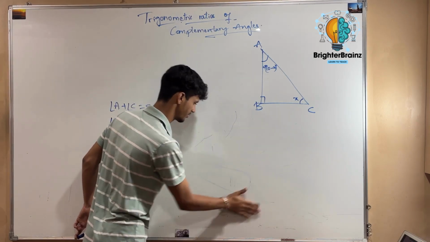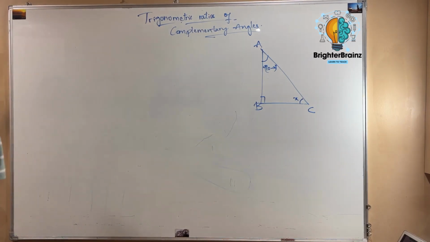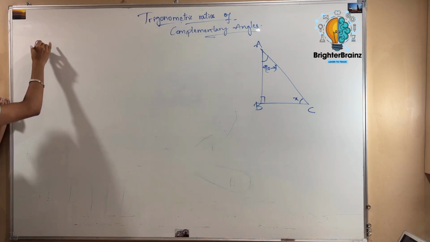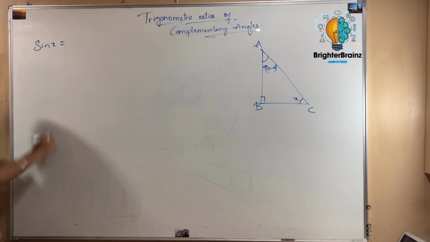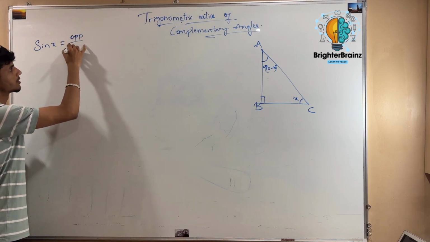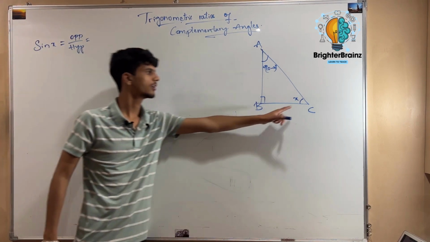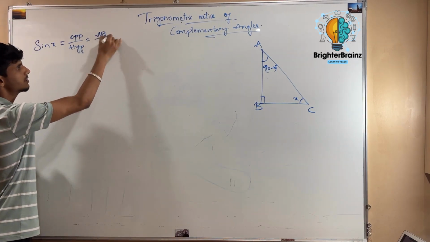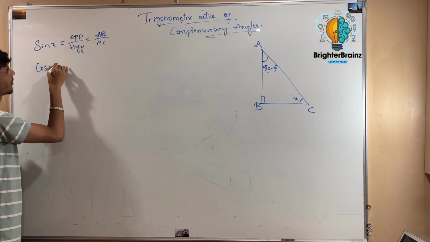of complementary angles. Now, first let us find sin x. What is the value of sin x? Opposite by hypotenuse. Which is the opposite side to x? The opposite side to x is AB, and the hypotenuse is AC. Done. Very good.